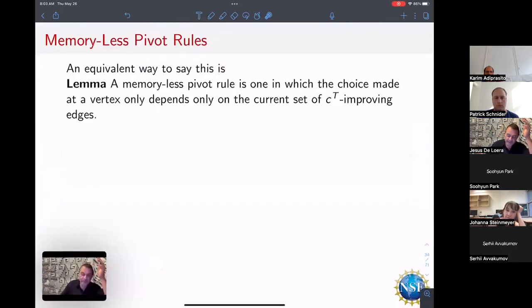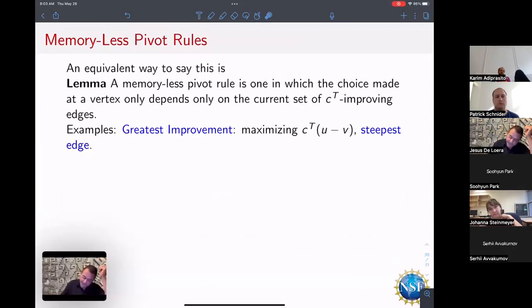Okay, let's look at some examples. There's an equivalent way to define memoryless pivot rules: when you are at a vertex, you only depend on the current information. You don't need the historical information to figure out what the next vertex is. And there are examples of natural pivot rules that are memoryless. For example, greatest improvement, where you just maximize greedily. The steepest edge is another one that is memoryless, because you only need the local information to make the decision.